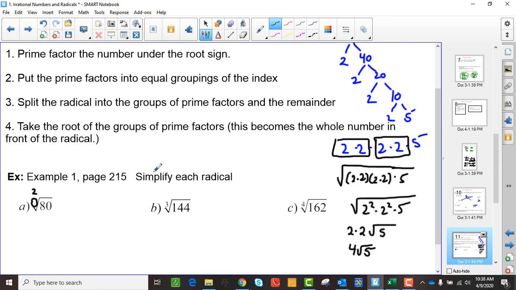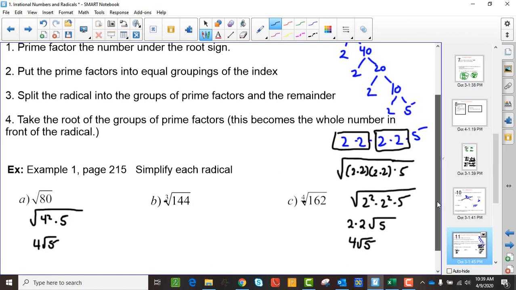Now that is sort of what we're doing, but there is a more efficient or quicker way of thinking about it, if you know your perfect squares or perfect cubes or perfect fourths. In this case, I know my perfect squares. So instead of writing it as 2 times 2 and 2 times 2 in here, I can write that as 4 times 4, which is 16. So I can just write this as 4 squared times 5 instead of 2 squared and 2 squared, if that makes more sense to you. And that then becomes 4 root 5. So you're looking for a perfect square factor.